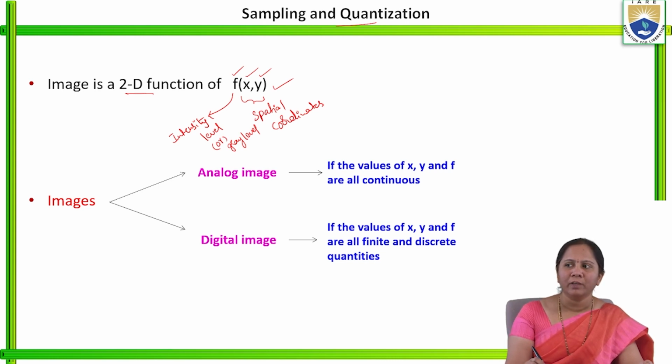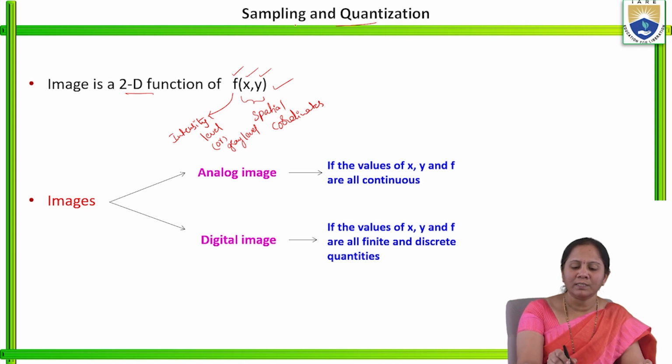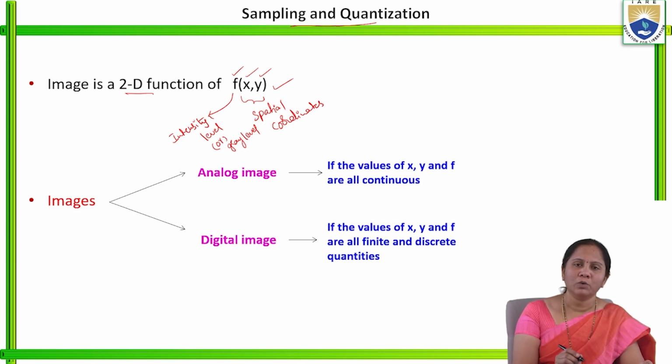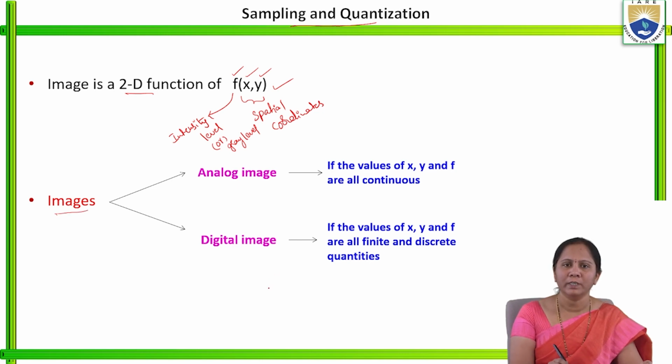So here, first we need to understand what sampling and quantization are, why we need to go to sampling and quantization, and after applying these techniques, how the image will be converted. So first we need to learn about different types of images. Here images are classified into two types: one is analog image, another one is digital image.